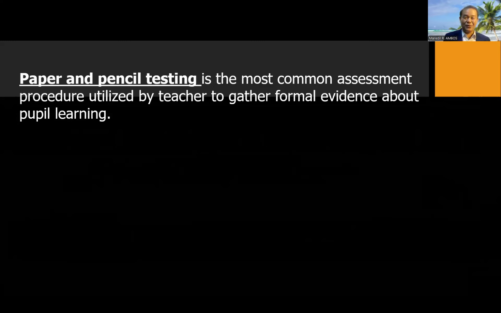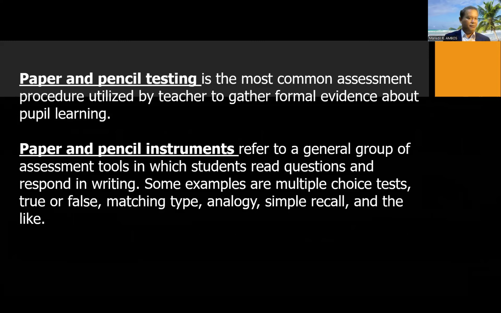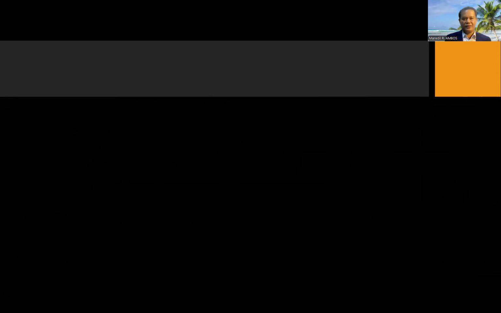Then we have the paper and pencil testing. This is the most common assessment procedure utilized by teachers to gather formal evidence. The paper and pencil instruments refer to the general group of assessment tools in which students read questions and respond in writing. Some examples are the multiple choice test, the true or false, the analogy, matching type, simple recall, and many others. That's the paper and pencil instrument.